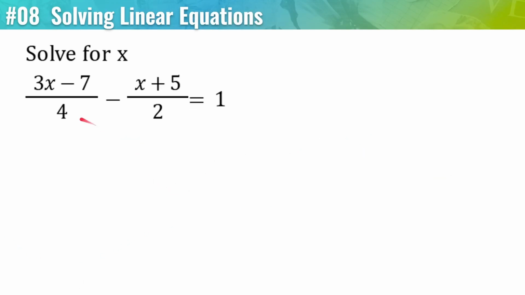So when you see something like this, you need to multiply by their LCM, or the least common multiple. Or you can cross multiply. So what I did here is I multiplied each item by 4, since 4 and 2 have an LCM of 4. So what you have to do is multiply both terms by 4, as well as the other side.